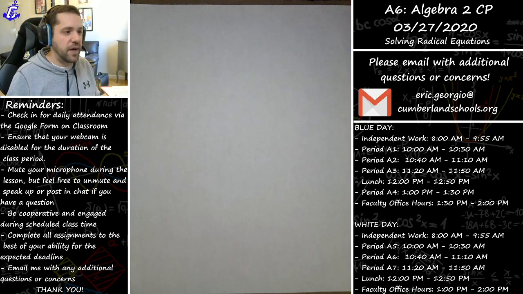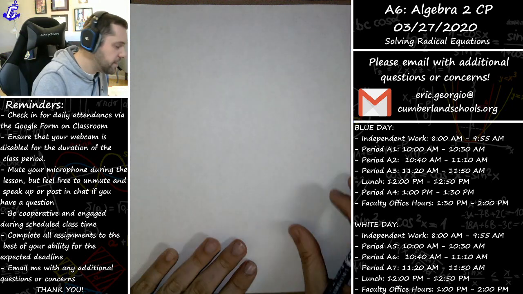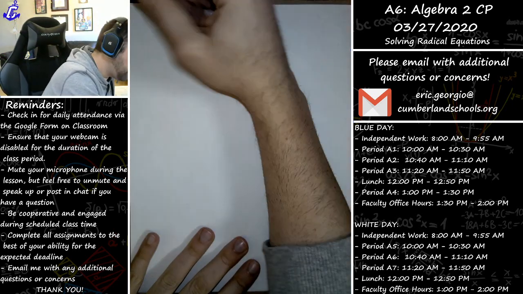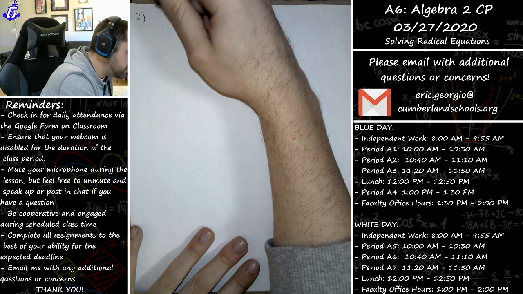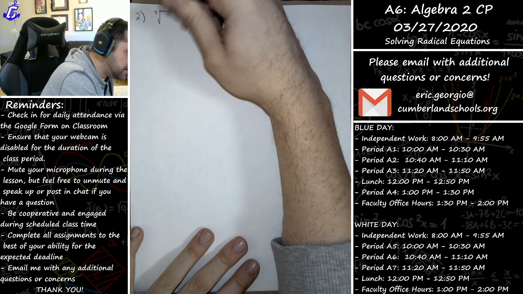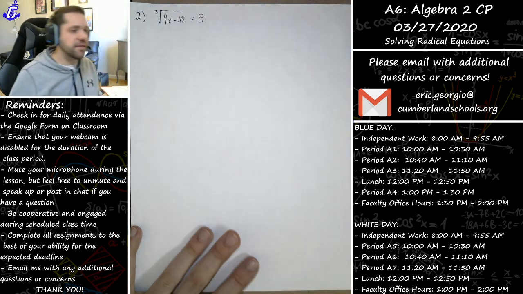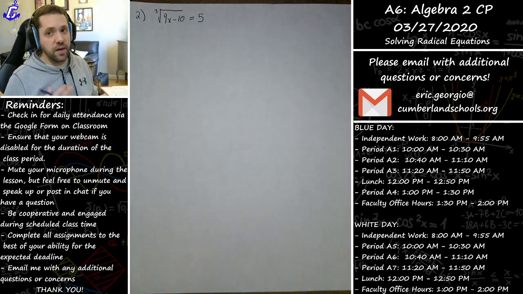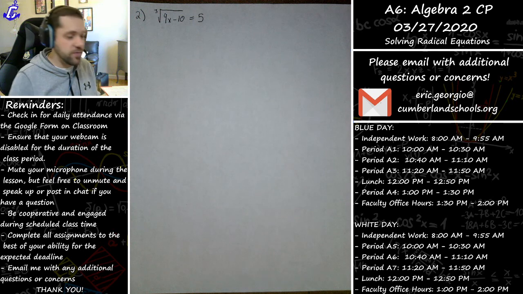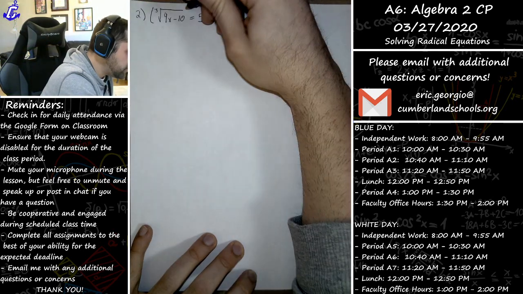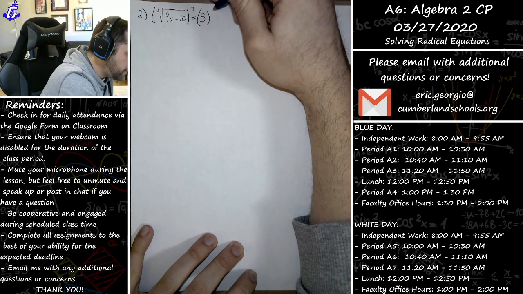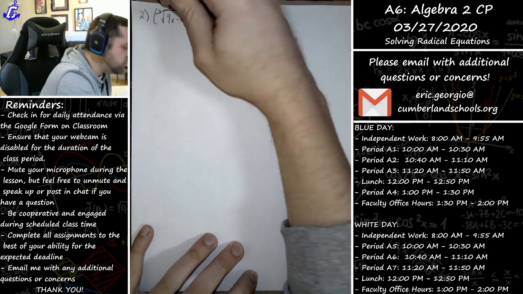All right, so on the practice problems, number 2 was just a cube root problem, right? So we had the cube root of 9x minus 10 is equal to 5. Since this is a cube root, what I want to do to both sides in order to get rid of the cube root is to cube both sides, raise both sides to the 3rd power, right? Because the cube root and cube will cancel out.